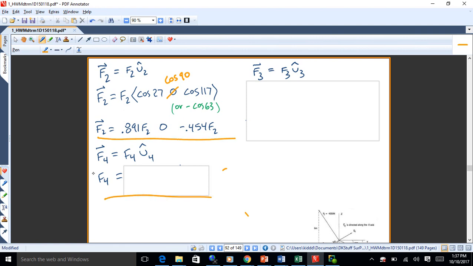F4 is pretty straightforward. I think I want a vector head on that too. F4 just goes back in the negative x direction, no big deal there. And then F3, just do it a lot like you did F2. Do it yourself, get a little practice on that. Check in with your friends. Hopefully you've got some smart friends. They're always good to have.